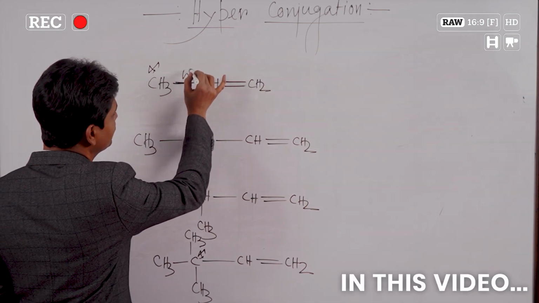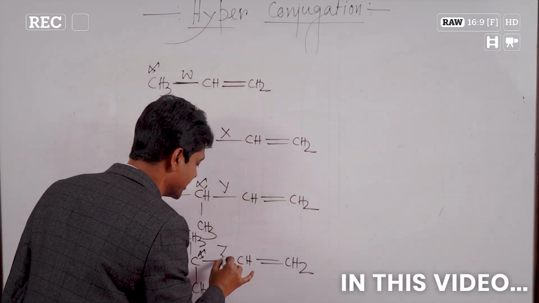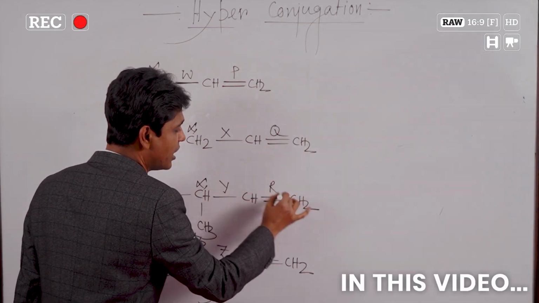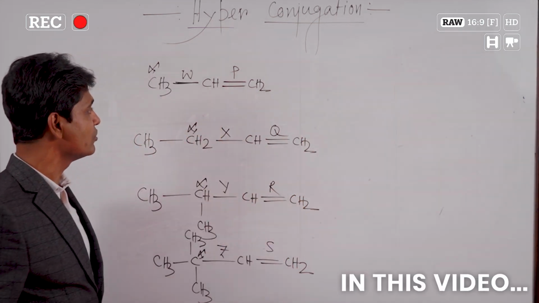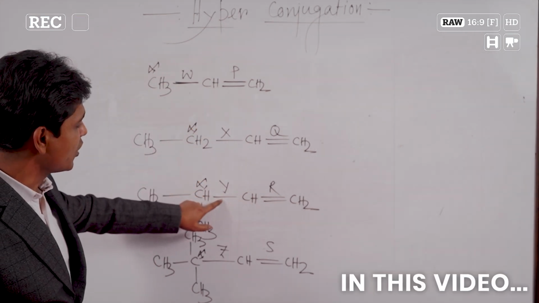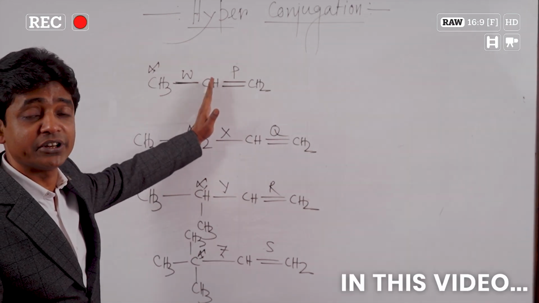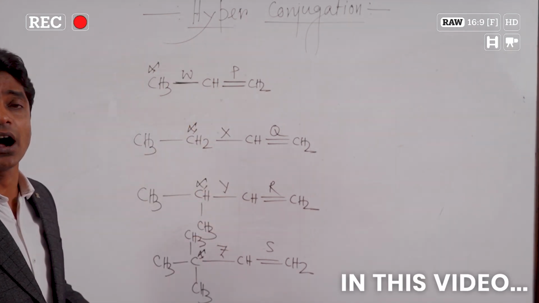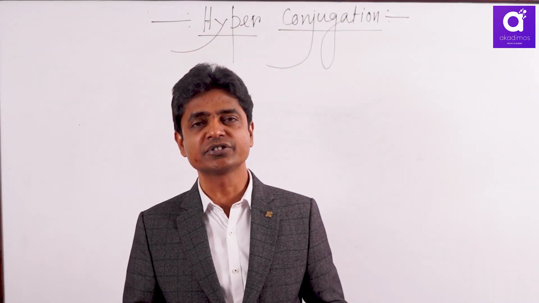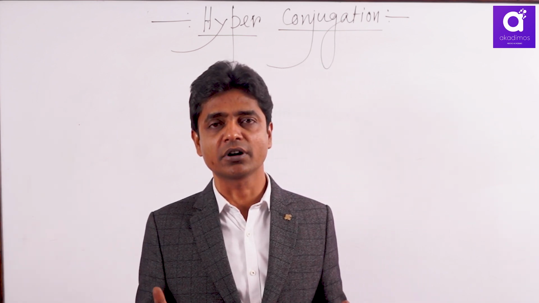Now let it be W. This is X. This is Y. This is Z. And let it be P. This is Q. This is R. This is S. Now, if I ask you W, X, Y, Z, that is the length between the alpha carbon and the sp2 hybridized carbon. Do compare their length. How will you compare it? Hyperconjugation will help you.